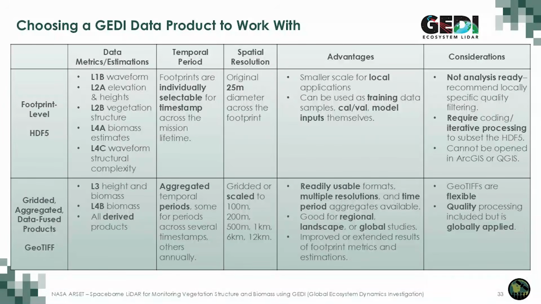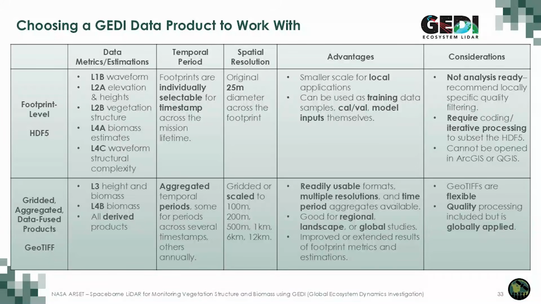So there are many considerations when choosing a data product to work with. Of course, as previously mentioned, ensuring the coverage and spatial and temporal resolution is primary. Your choice in using GEDI may depend on those mission specifications that we showed earlier. If you're looking to select data from specific timestamps, you may need to work with the footprint level samples, since the gridded or other derived products aggregate annually or over larger time periods across the lifetime of the GEDI mission.